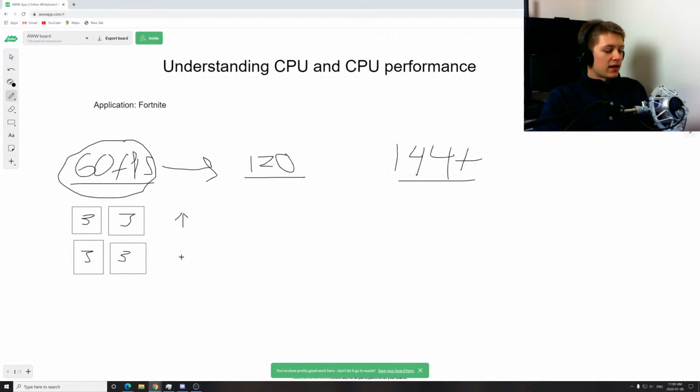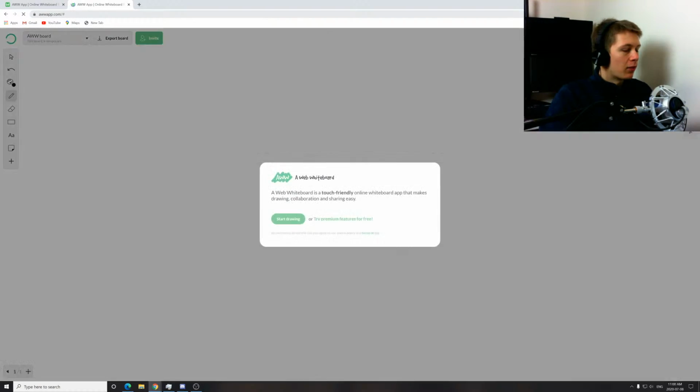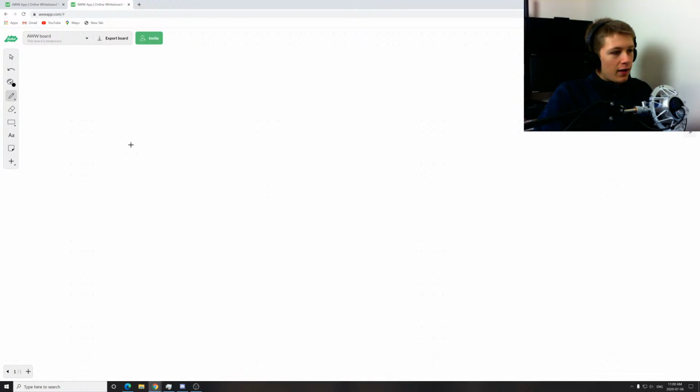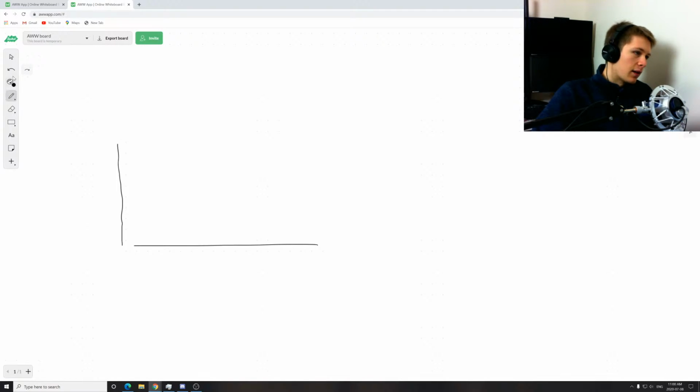If we take a step back, I'll copy and paste this and open up a new whiteboard here. We're going to take a step back and talk briefly about the CPU. With each CPU, there are kind of 2 lines here. You have your multi-core performance, and my drawing is horrendous, so I'm going to try to use a text tool here. You've got your multi-core performance, and then you also have your single-core performance.